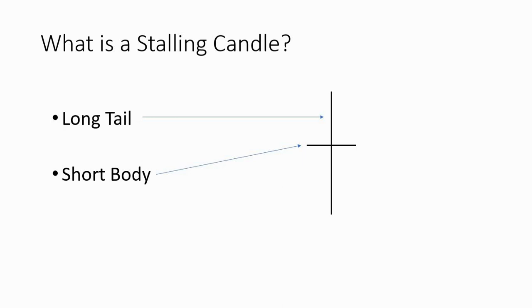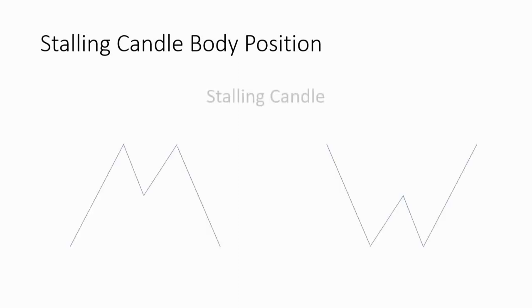The general rule of thumb is that the entire tail of the candle should be at least twice as long as the body of the candle. The position of the body on the candle matters, depending on the double formation. For example, at the second top of the double top, you would be looking for the body to be towards the bottom of the candle, as this shows that the market has tried to push the price higher, but has failed, and so now selling pressure is more likely to take over.